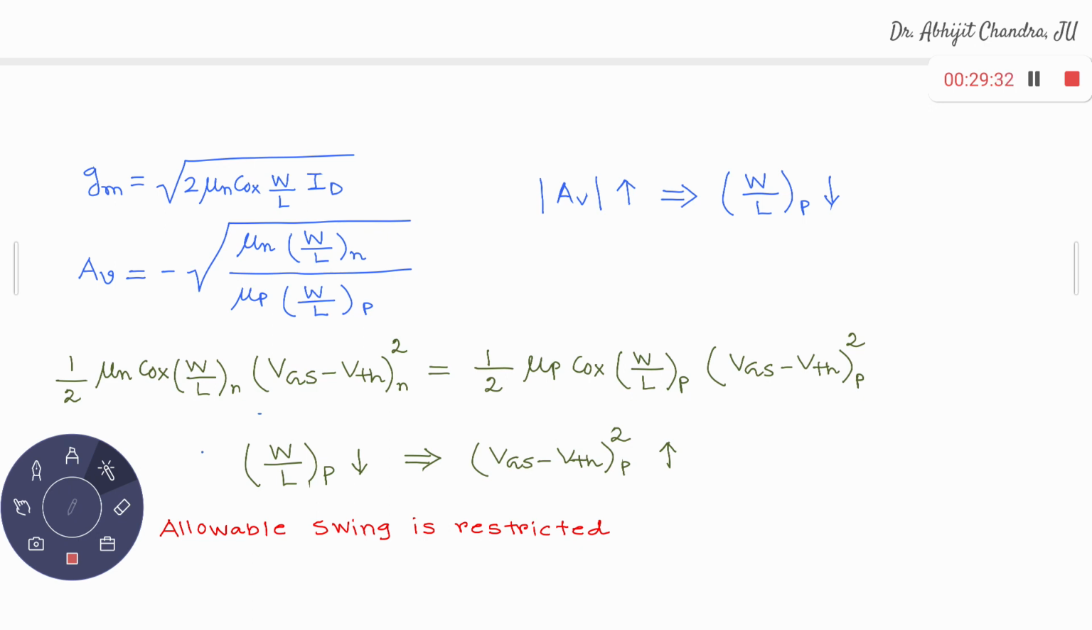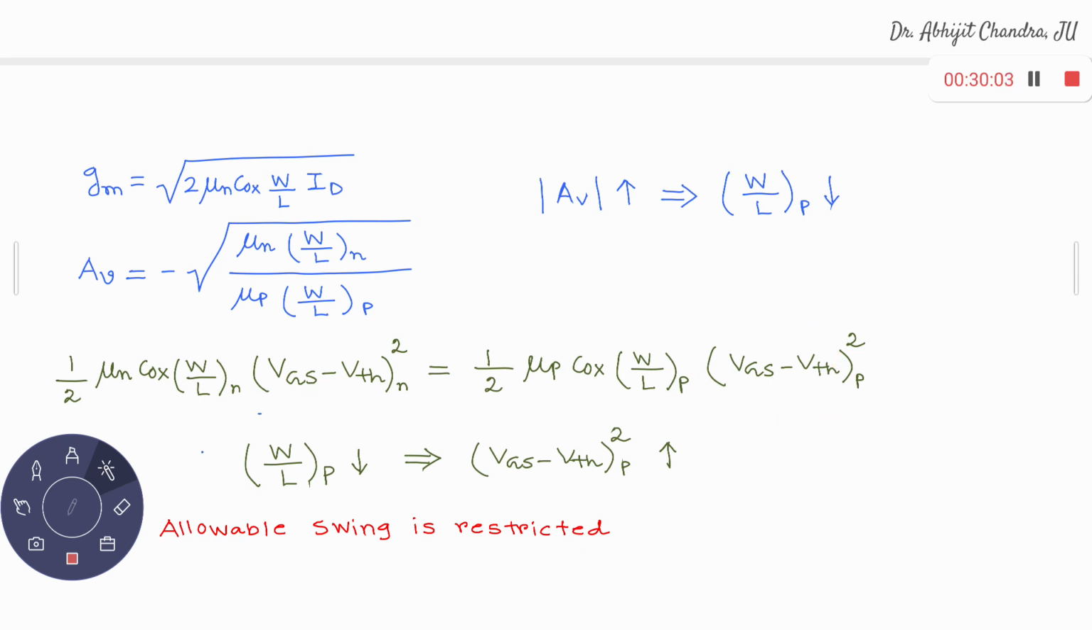Now, okay, mu n Cox, mu p Cox, that is fine. Now, we have some fixed current. Current is fixed, constant current, for example. Now, for increasing gain, what do you need to do? You need to reduce this W by Lp. Right? You have fixed current. You have to reduce this W by Lp. What is the penalty? You have to increase this one, (VGS minus VTH p) whole square. You have to increase this one.